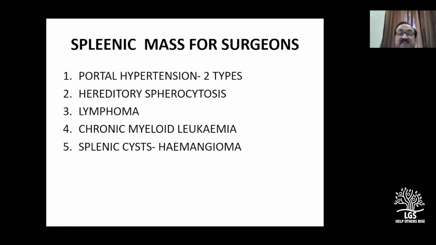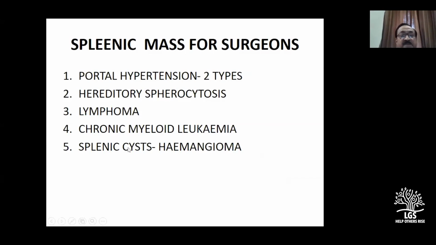One of the important masses we are interested in, in your long case, can be portal hypertension, and usually we refer to extrahepatic portal hypertension here. Hereditary spherocytosis is another condition. These three I have kept only for the sake of being kept in mind, because lymphoma of the spleen alone is usually not there either. It's lymph node with the liver.